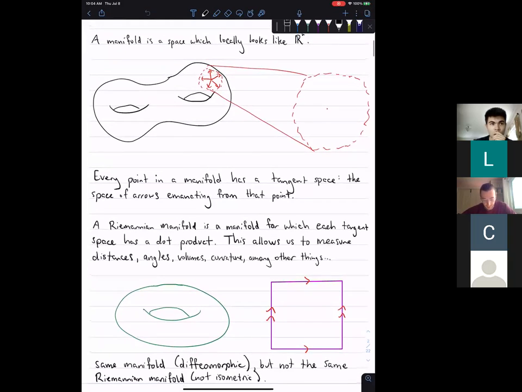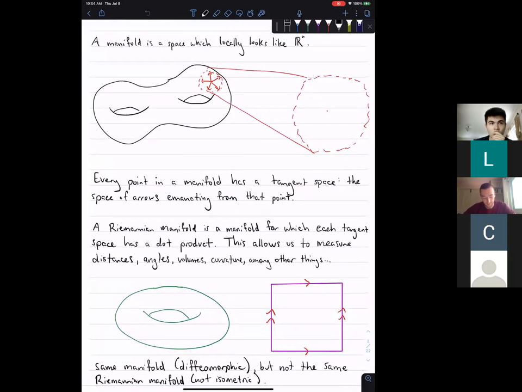And on a smooth manifold, every point has what's called the tangent space. What that is, intuitively, is essentially the space of arrows emanating from your fixed point. And the tangent space is a vector space.